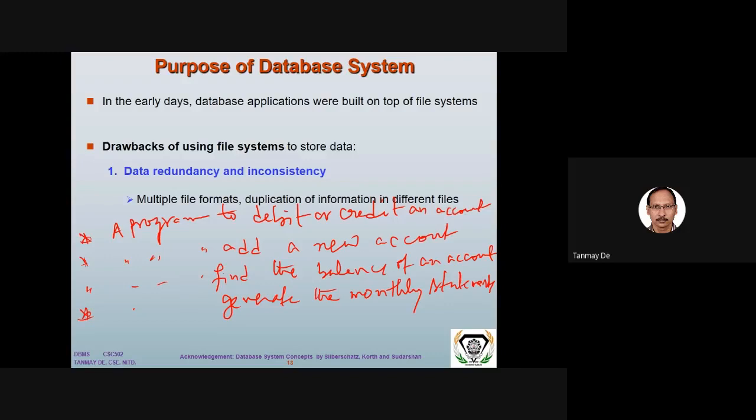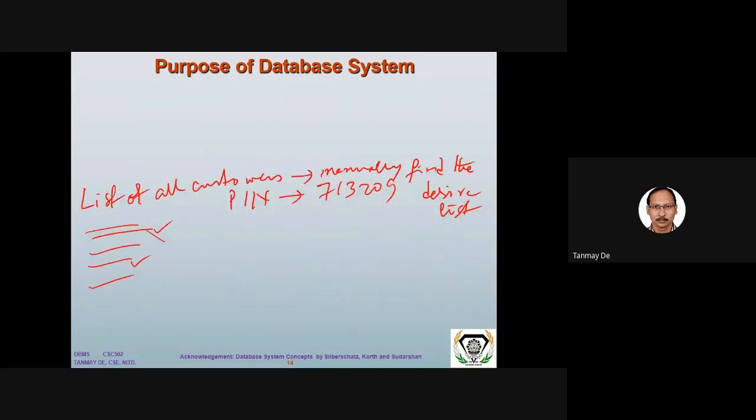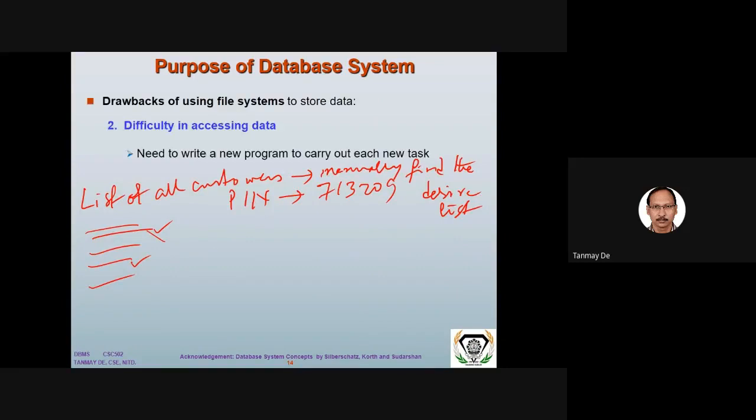Am I audible? Yes, sir. Okay. And the second problem, as I told you, is the difficulty in accessing data. That is due to this redundancy, as well as the different application programs written over a long time by different system programmers using different programming languages.